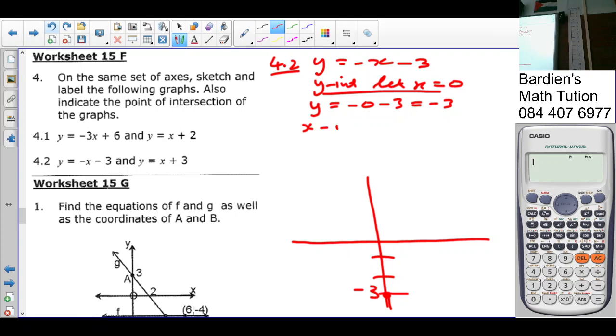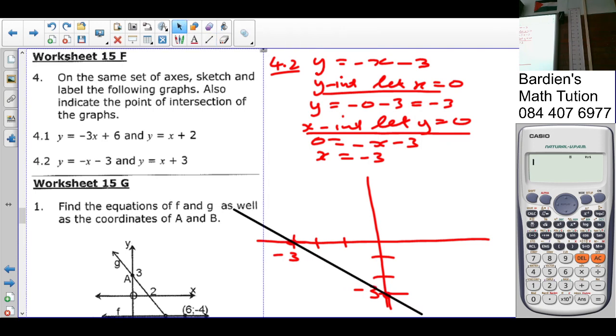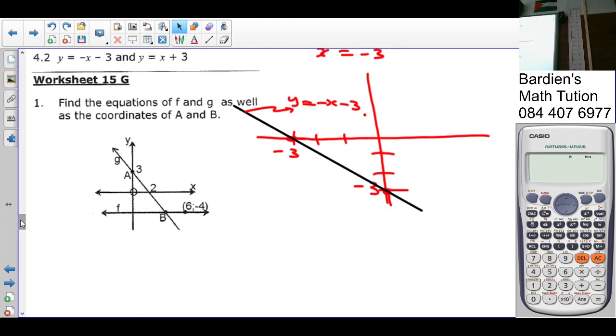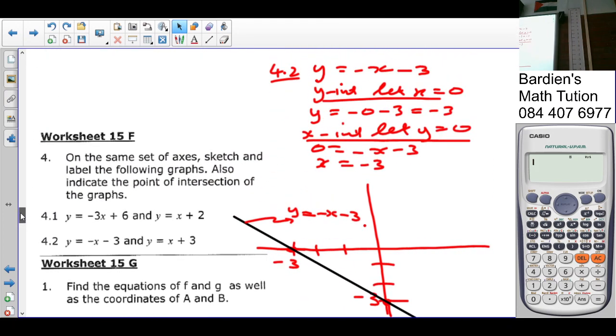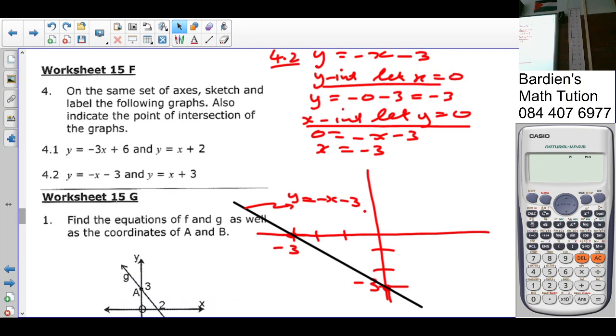And then now x-intercept, what do you do for x-intercept? Let y equal to 0. So 0 is equal to negative x minus 3. x is minus 3. Again, what do we do? We draw the graph, ruler line. And they want us, of course, to name the graph. So that is y is equal to minus x minus 3. Are you all okay with that? Okay? So I'll put that down.